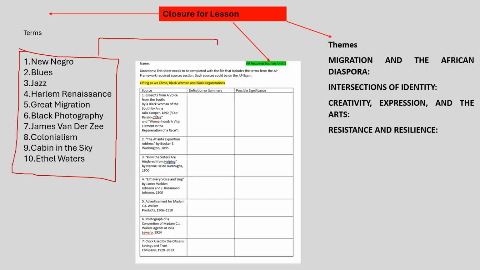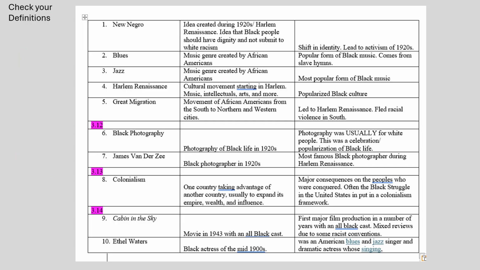For the most part, we looked at images as well as poems, 2 poems. And if you want to verify your definitions, you can use this slide.